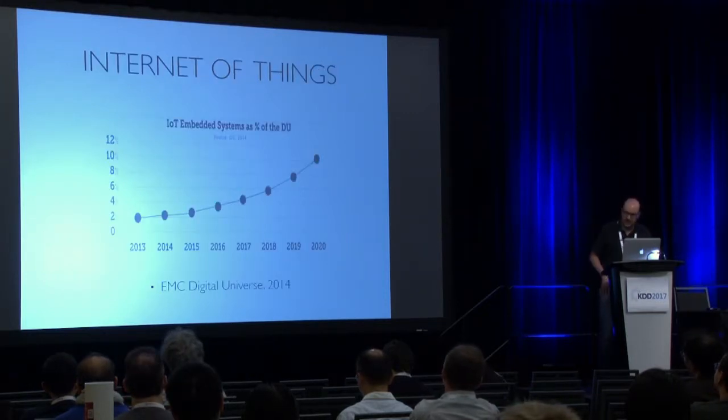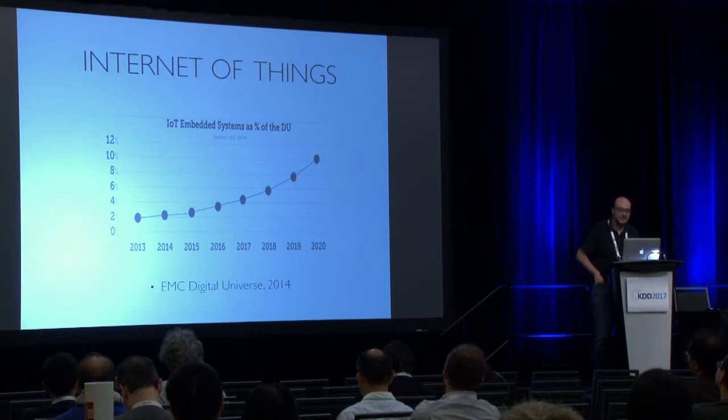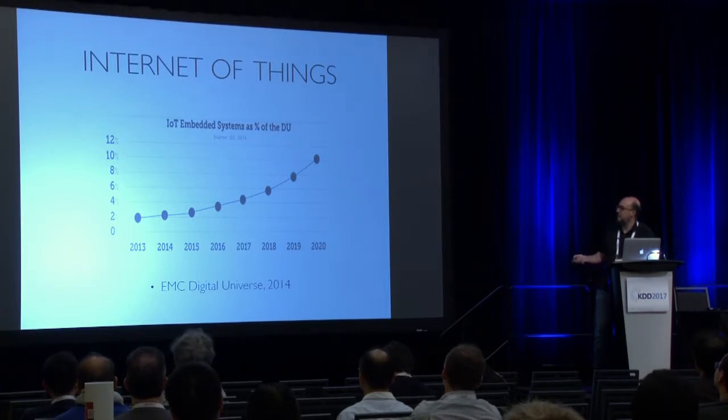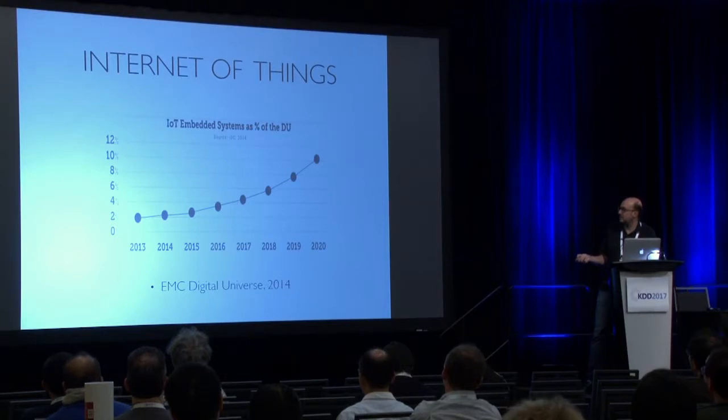And only to show you how the Internet of Things is growing, let me show you this graph. This is from the EMC Digital Universe study. If we look at the percentage of all the data in the world, this digital universe data, that comes from the Internet of Things, in 2013 it was only 2%, and in 2020 it's going to be around 11%.